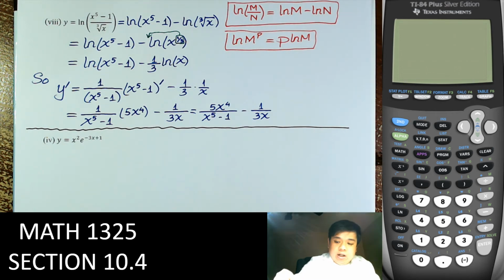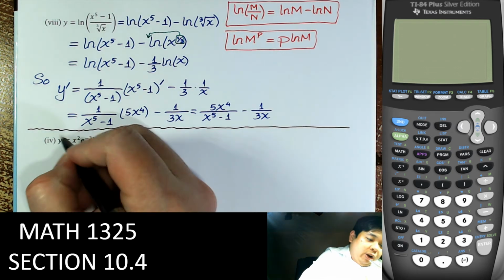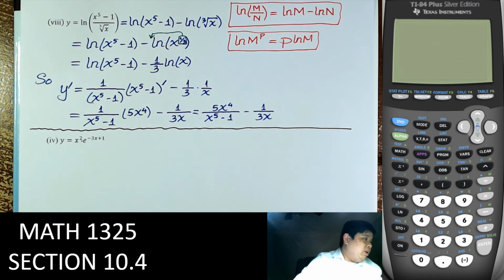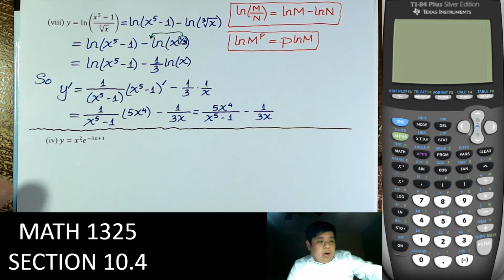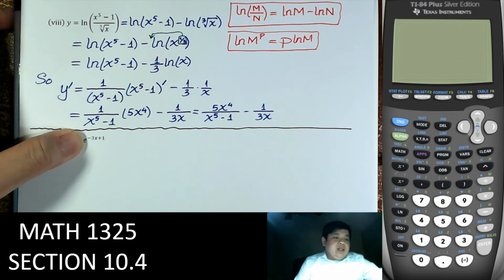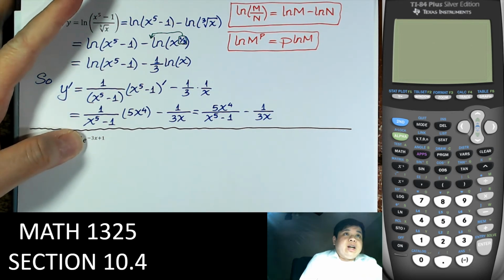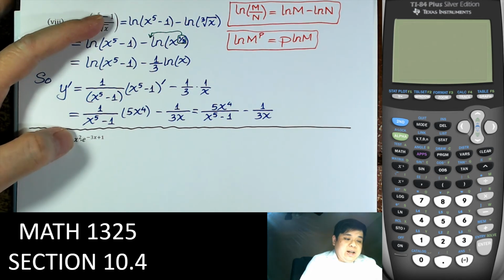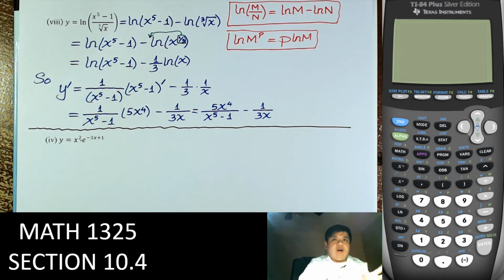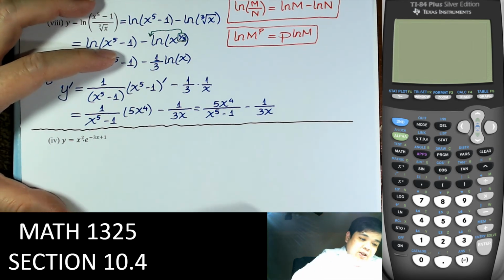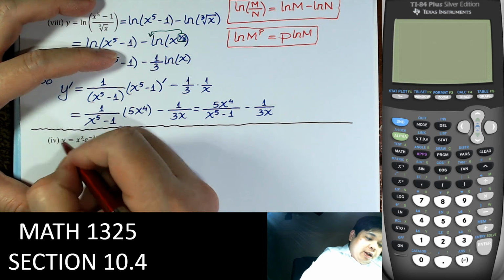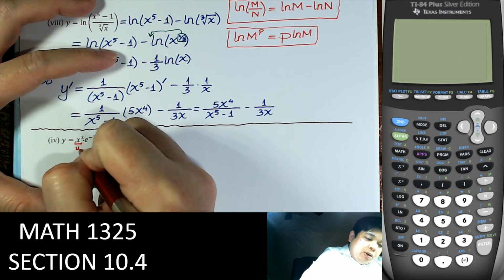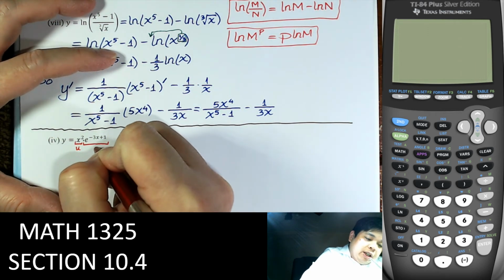Right, the next one, we have the product one. We can find the derivative of x squared times e to the negative 3x plus 1. We have to use the chain rule, and then the product rule. So this is the product, and the inside of that is the chain rule. So there's u and there's v.